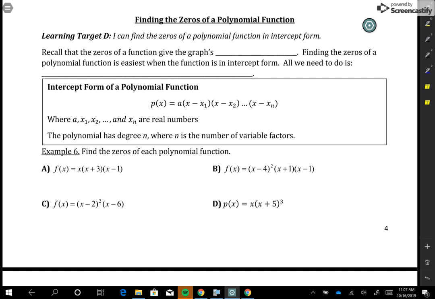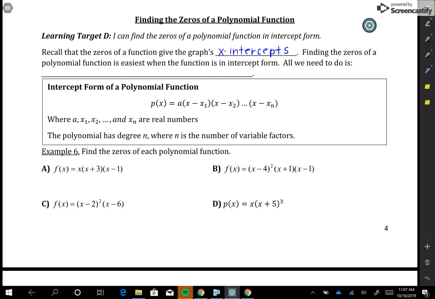So recall that the zeros of a function give the graph's x-intercepts. Okay, remember x-intercepts are where our graph crosses the x-axis. Remember, zeros are the x values that make f of x or y equals 0. So that's why those values do give us the x-intercepts on the graph. So finding the zeros of a polynomial function is easiest when the function is in intercept form.